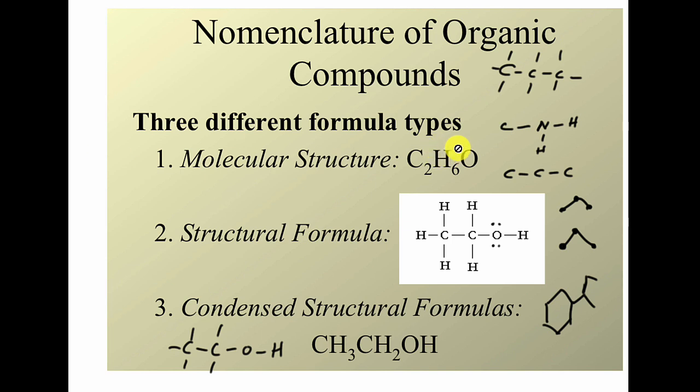Well, this is actually getting into the nomenclature. The first thing we need to know is something about the three different types of structures you're going to see. You're going to have what are known as molecular structures, and this is just summing up the elements that are in the molecule. There's no other information other than how many elements there are in the formula.